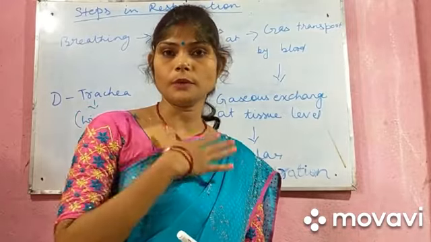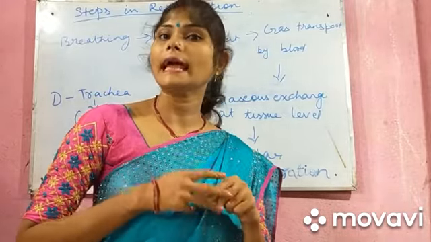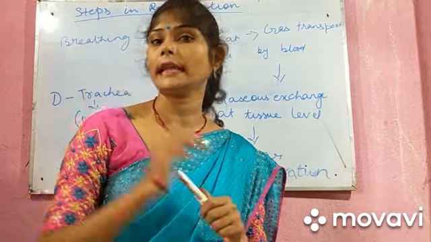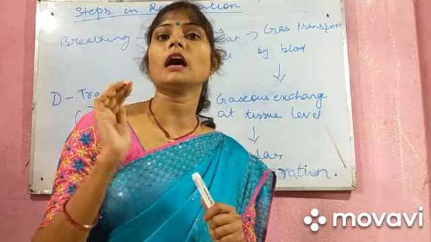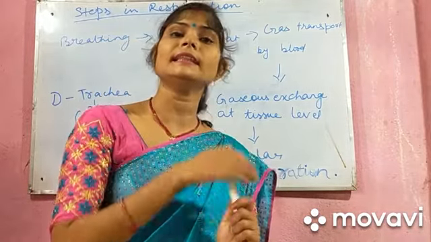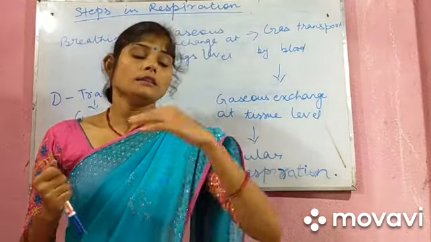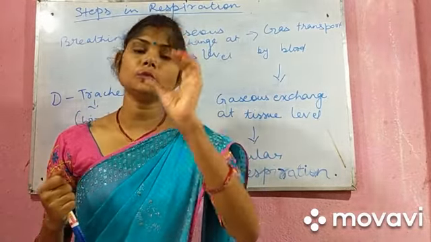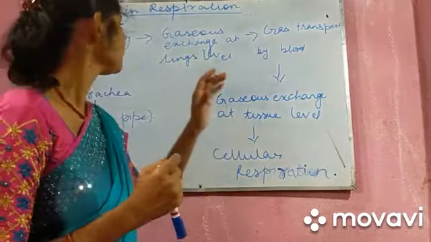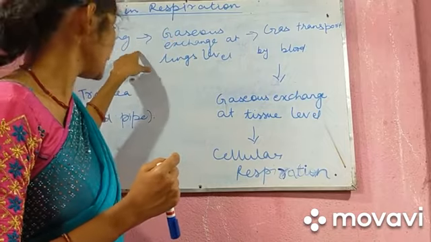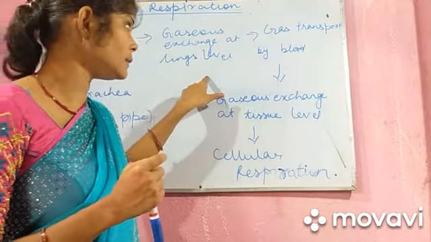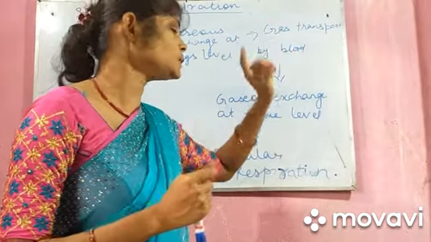There are two lungs, the right lung and the left lung. The left lung is a little bit smaller than the right one. Why? Because the heart is in the middle, but the aorta is a little tilted to the left side. So the left lung is a little bit smaller than the right one due to the aorta of the heart. So when we do breathing, gaseous exchange takes place at the lungs level. Then the gas is transported by blood.